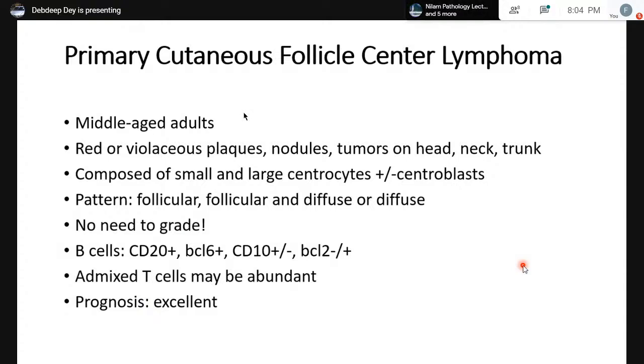The B cells will be CD20 positive, BCL6 positive, and CD10 mostly positive, but BCL2 may be negative. Admixed T cells may be abundant, as you saw in the previous picture, and this has an excellent prognosis.